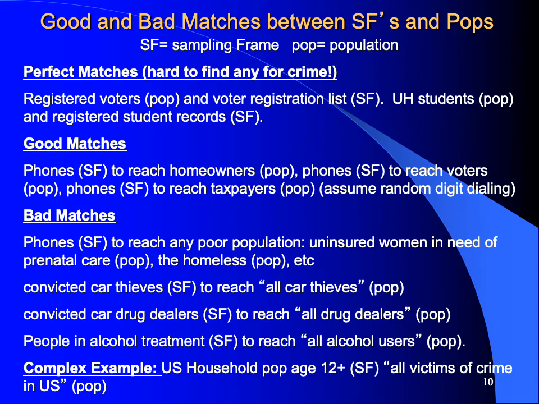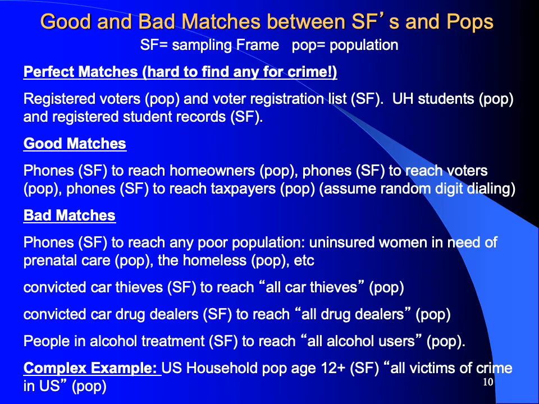Okay, now we're going to get more into this idea of matches. It's hard to find perfect matches for crime, but let me give you an example. Pretend my population was registered voters. Is there a list out there, a sampling frame, that's a perfect list of registered voters? Yes. All states keep a voter registration list. That would be a sampling frame that's a perfect match to that population.